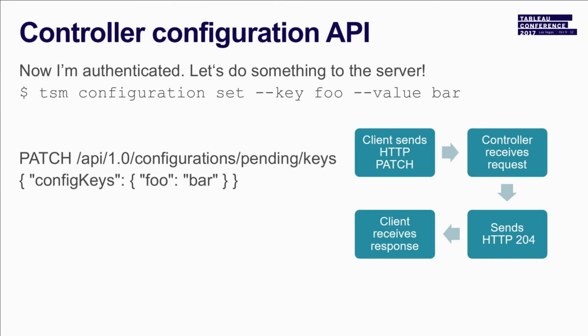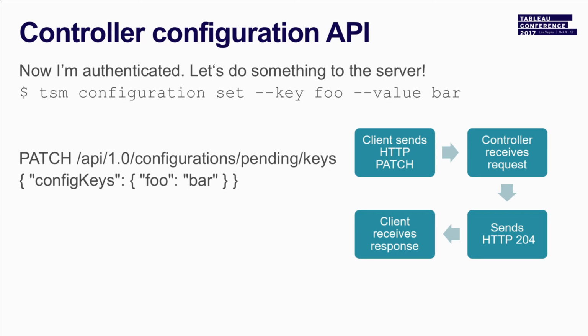All right, so we talked about authentication, and now we're logged in. Let's actually do something. Let's go configure server. So we want to configure server. The equivalent of tabadmin set is TSM configuration set, and it'll take a key value pair or a formatted config file if you want to do it in bulk. And as we've been talking about, the TSM client is just a REST API. So the client's going to send a patch request to the controller, which is the REST API server. So that processes the request, sends a response code, and then the client receives the response and prints success.